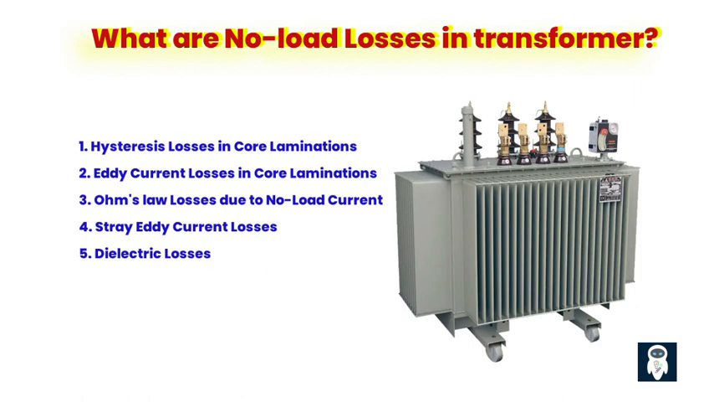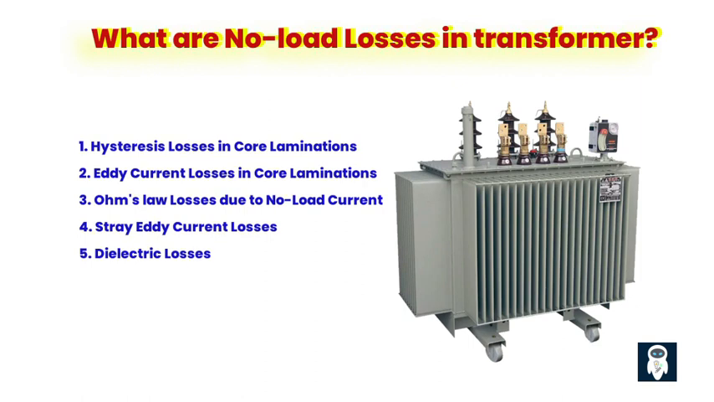2. Eddy current losses in core laminations. Eddy current losses occur due to the presence of circulating currents induced within the core laminations. These circulating currents are caused by the changing magnetic field and encounter resistance in the core material, leading to power dissipation in the form of heat. Thinner lamination of the core steel is often employed to reduce eddy current losses by minimizing the area available for circulating currents to flow.